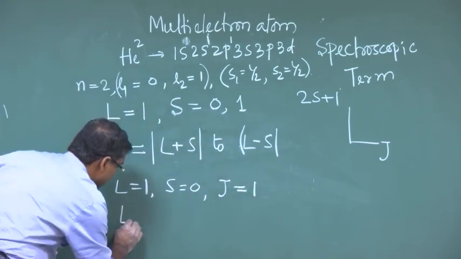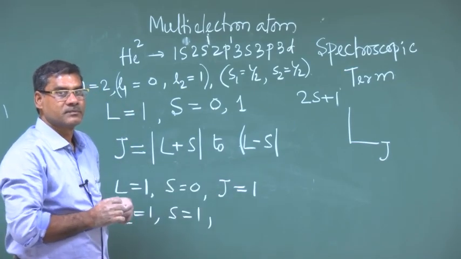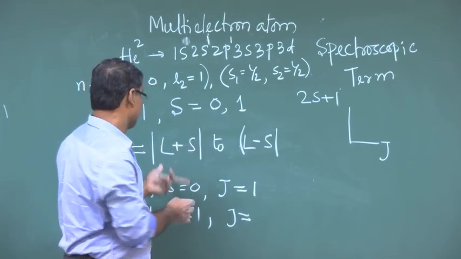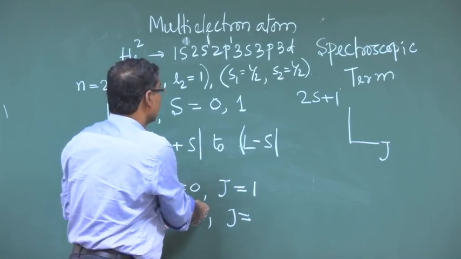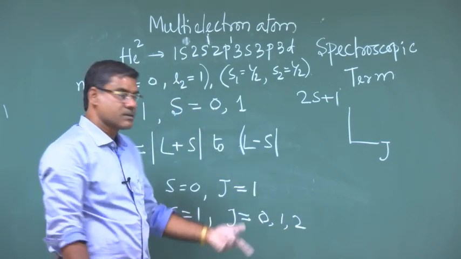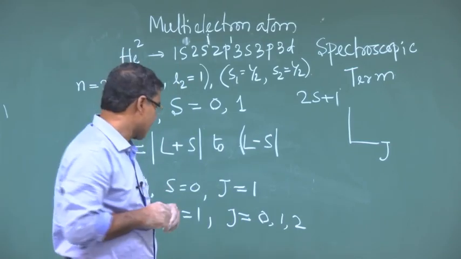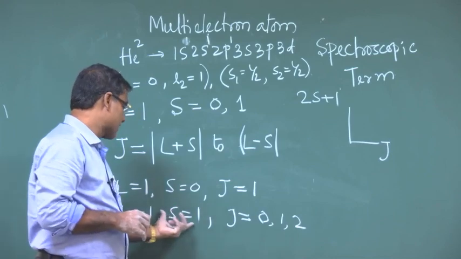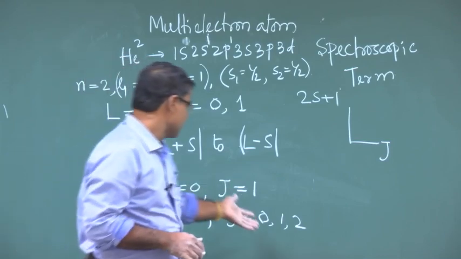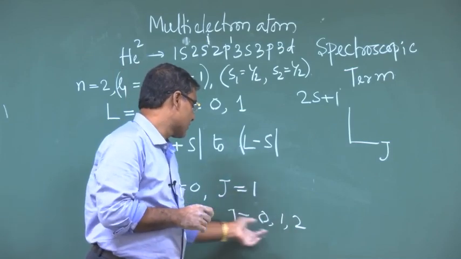And for L equal to 1 and S equal to 1, what will be the J value? J will be 0 to 2, so 0, 1, 2, right, because L plus S to L minus S, I will take the magnitude. So L plus S is obviously 2, then 1, then 0, one has to proceed like that. So I will get basically these 3 values, J equal to 3 values.